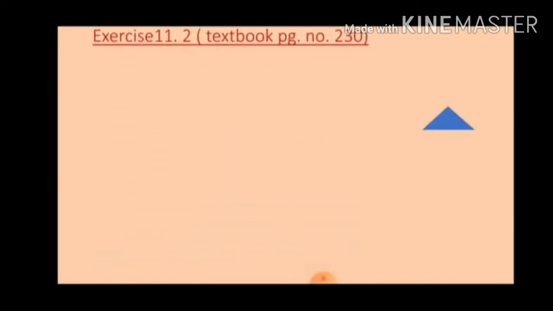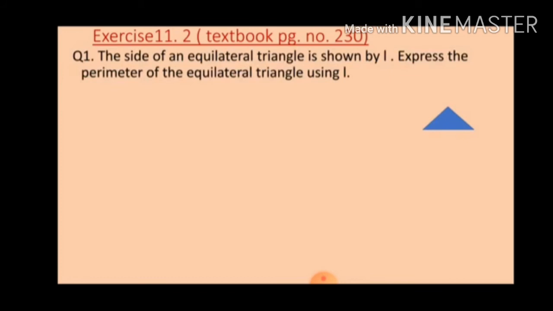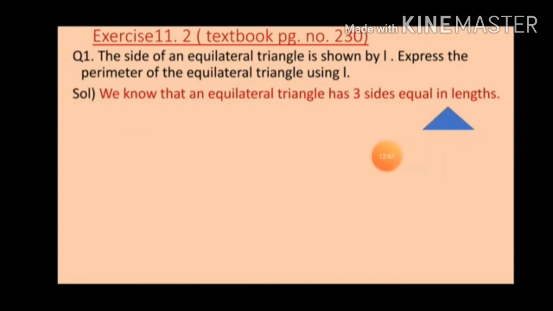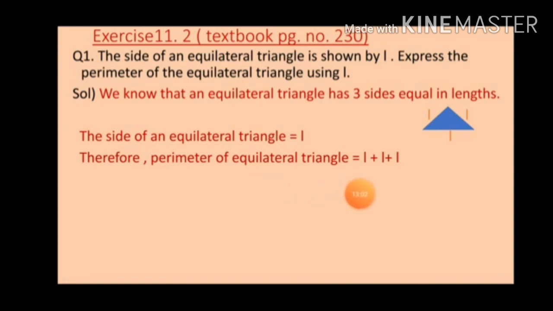Now let us come to the exercise questions given in the textbook, page number 230. The first question is: the side of an equilateral triangle is shown by L, and you have to express the perimeter of this equilateral triangle using L. Look at this figure present on the screen. As we know, the equilateral triangle has three equal sides, all equal in measure. So all its sides we will represent using a unit L. Its perimeter will be given by taking the sum of all its three sides. Okay, so when we add all the sides, we will get 3 times L.